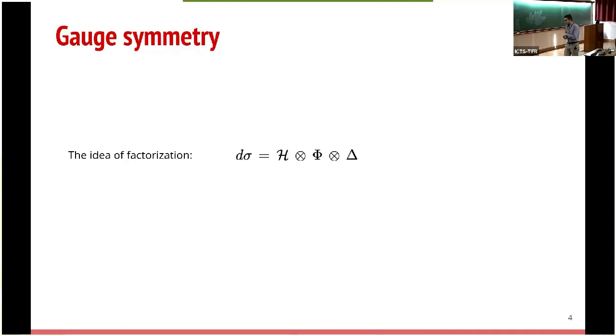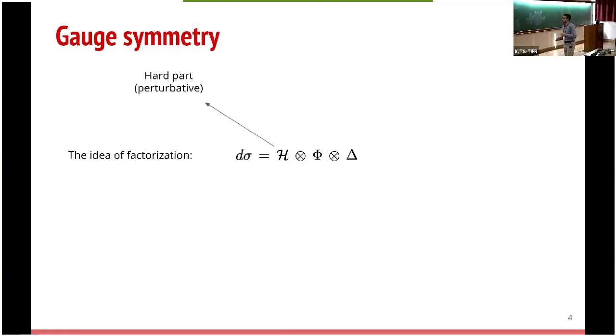So let's focus, first of all, on the gauge symmetry. QCD is a gauge theory, so it's invariant under gauge transformation with the group SU(3). The idea of factorization is the following. You have a cross section, which is an observable, so it's a gauge invariant quantity. And we decompose it as a product or a convolution, whatever, of terms which represent different physics, different energy scales, different time scales, which are also gauge invariant.